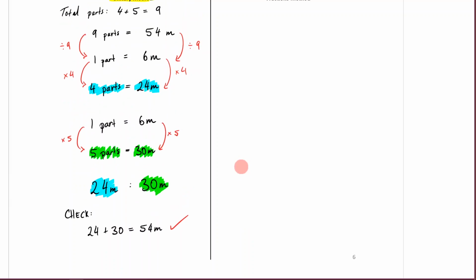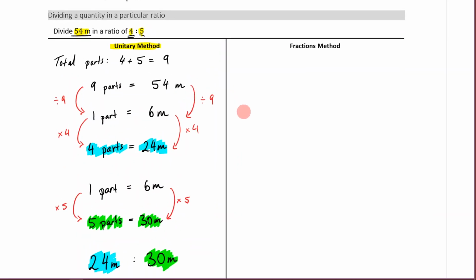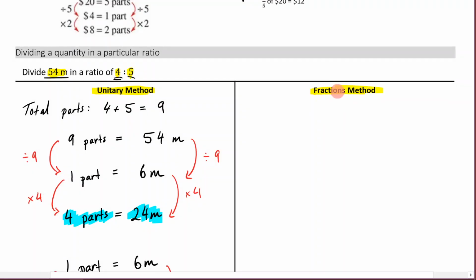Now, if you're really happy with the unitary method, it's a great way to do it and you can use it. But I also want to show you another way that you can answer these types of questions. So let's come over here now and talk about the fractions method. So the fraction method is similar. What we're first going to say is, hey, I know that the total number of parts that I'm after, the total parts, is 4 plus 5, which is 9. Now, another way of thinking about this, if I want to divide 54 meters in a ratio of 4 to 5, I know that my total is 9. Well, what I'm after is 4/9 of 54.